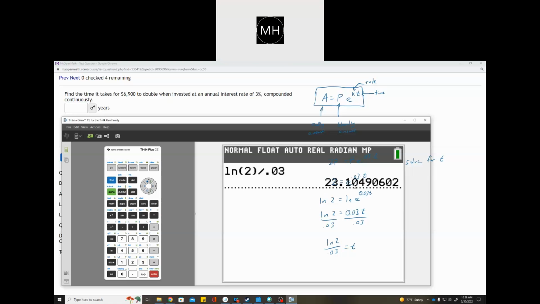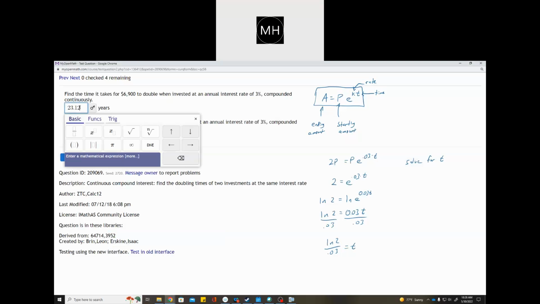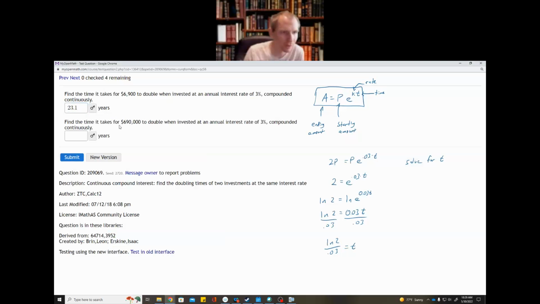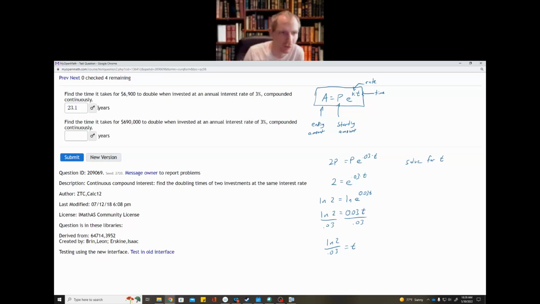Okay, and we get 23.1 years. If I change the amount, oh, I'm sorry, I did this wrong in a sense. We had an amount. I didn't have to leave it as P. What I did is I ended up solving this for any amount, right? So you can see that the two answers are going to be the same because whatever your starting amount is, the time it takes to double is the same.